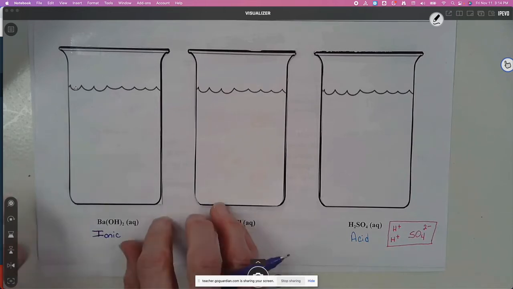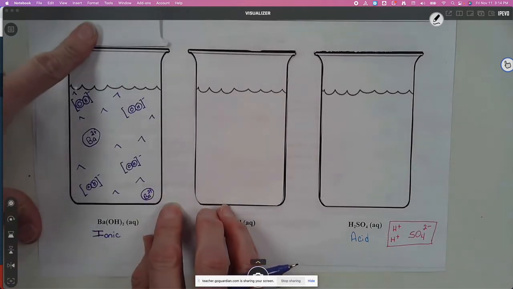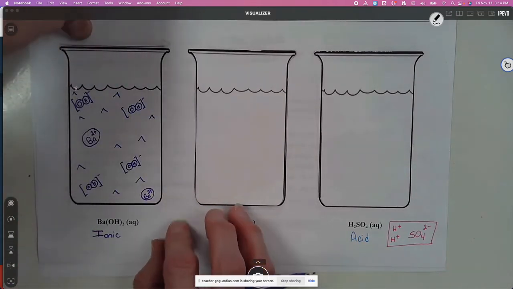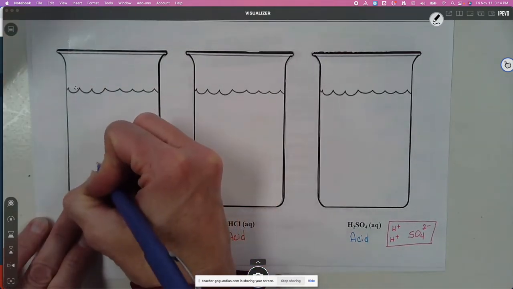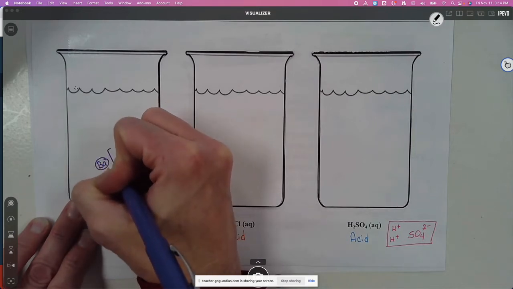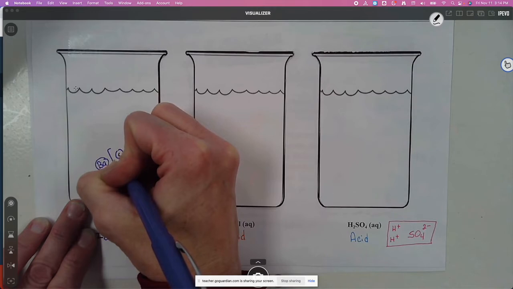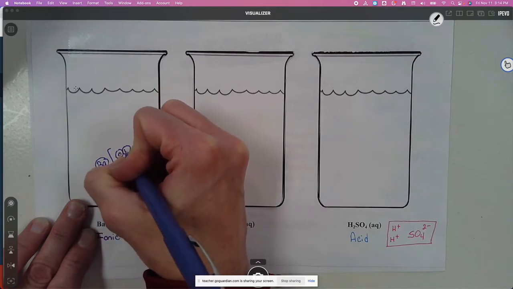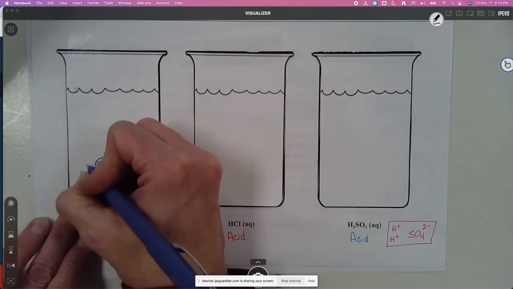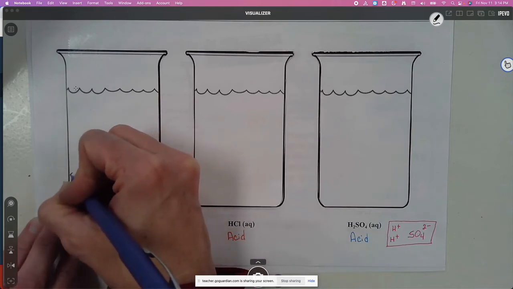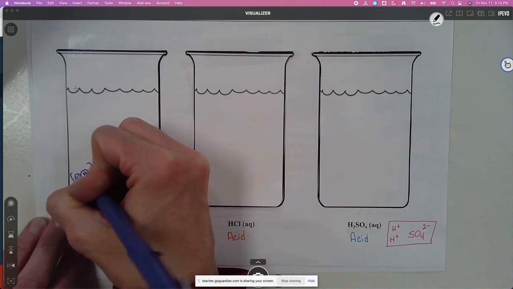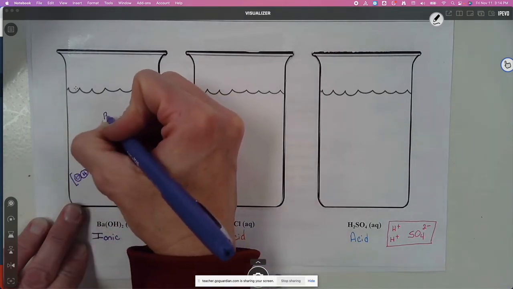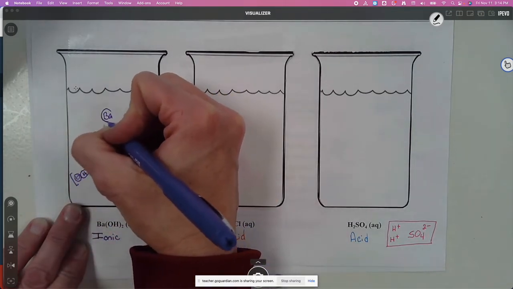So at a more simple level, 2 particles of barium hydroxide dissolved in water from a distance might look like exactly what it says it is. 2 particles of barium hydroxide dissolved in water. So there's 1. We decided we put 2 in each of our beakers.